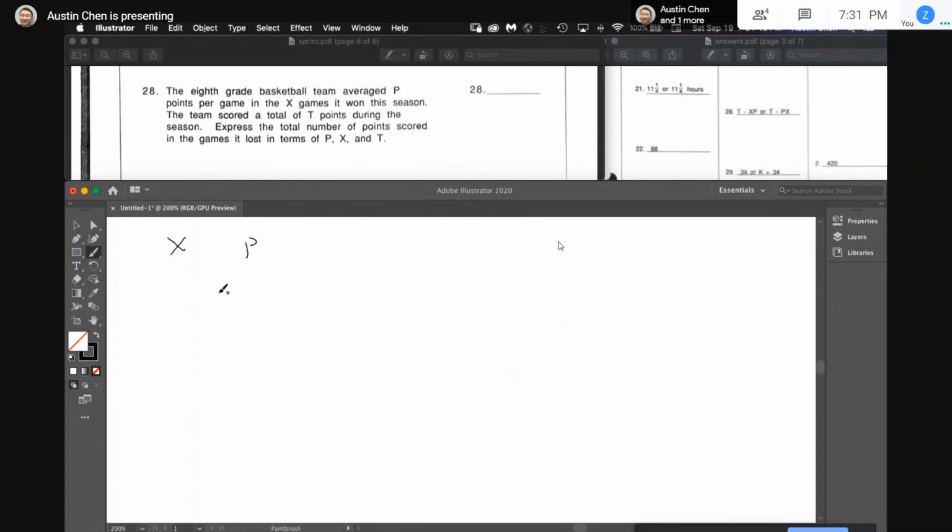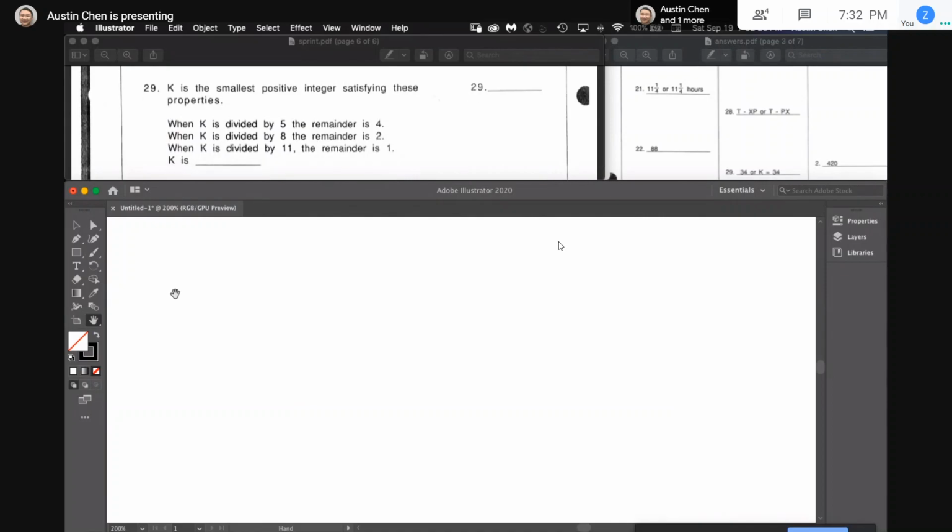So the points that they got from their winning games is PX. But they scored a total number of T points. Then the total number of points that they scored minus the points that they scored in their winning games is the points that they scored in their losing games. And it wants the total number of points scored in the losing games, so it's just T minus PX. That is pretty straightforward.